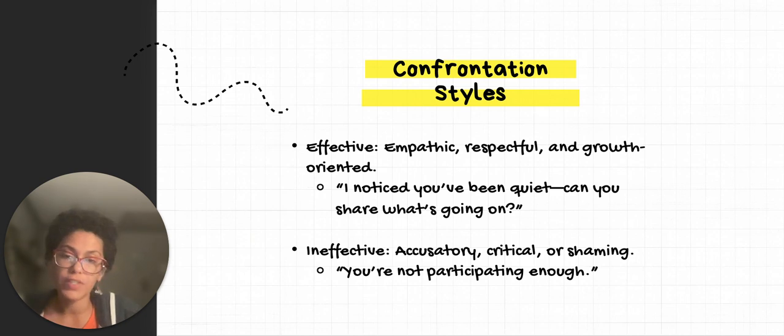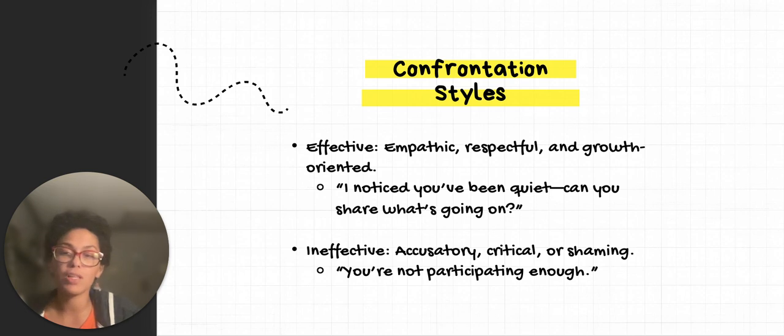So that brings us to confrontation styles. So confrontation is an essential skill in group work, but the way that it's done can significantly impact the group effectiveness, meaning that an effective style of confrontation is one that is respectful and direct and aimed at promoting self-awareness and growth. So when a group leader confronts a member, it should be done in a way that encourages reflection and invites the member to examine their behavior and feelings without feeling attacked.